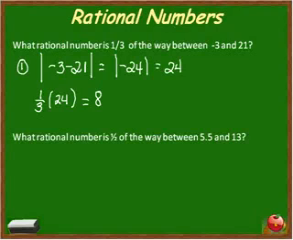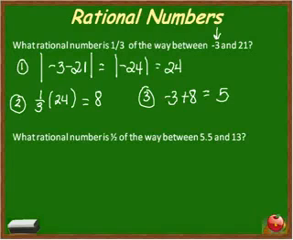So there's 3 steps here. You're first going to find the distance, then you're going to take 1/3 of that distance, and then you're going to take the distance that's 1/3 of the way and add it to your beginning number. So I'm going to have -3, the number that I'm starting with, plus 8. And that gives me my answer of 5. So the rational number that is 1/3 of the way is 5.